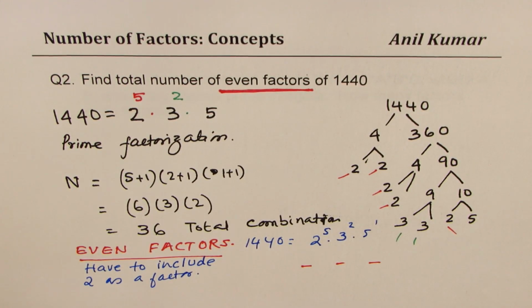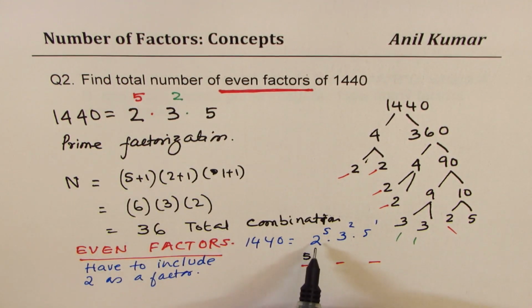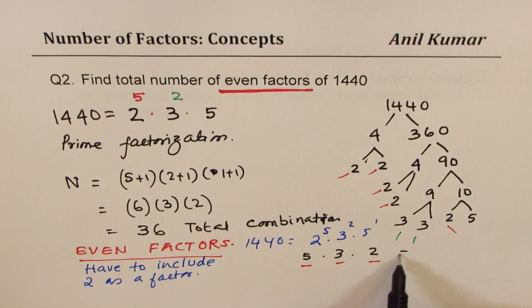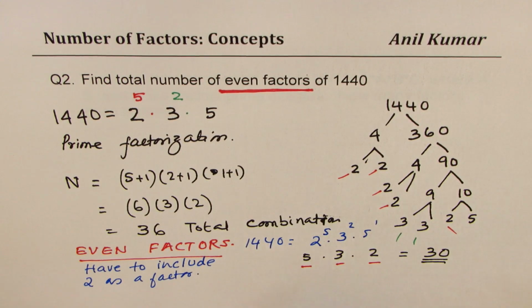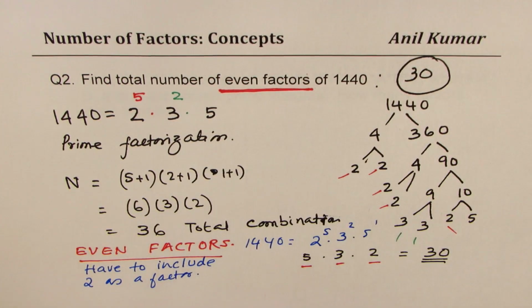Therefore, how many choices do we have now for including 2? Only 5, not 5 plus 1, since not including 2 will give you an odd number. Perfect. But for the other numbers, we have 2 plus 1 choices. So these are the numbers. Do you get an idea? Right. So when you multiply these 3, you get 30. Correct? So the answer here is 30. Does it make sense to you?